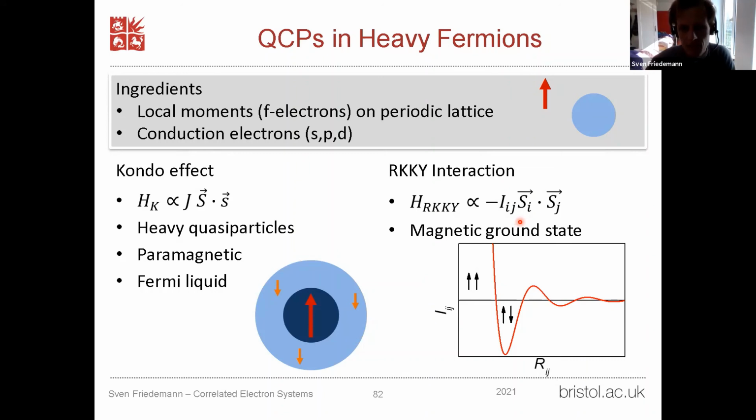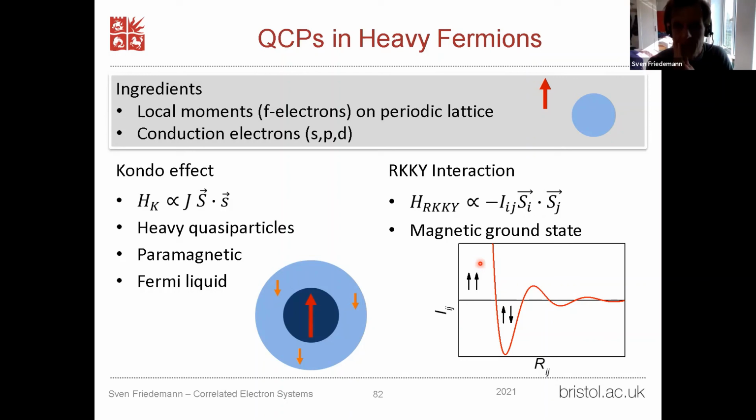Yes, it originates both from the same ingredients, but it's different processes. This involves scattering. This does not involve scattering. It's actually the RKKY interaction. Actually, all it requires is the Pauli exclusion principle. Local moments and conduction electrons don't want to be of the same state.